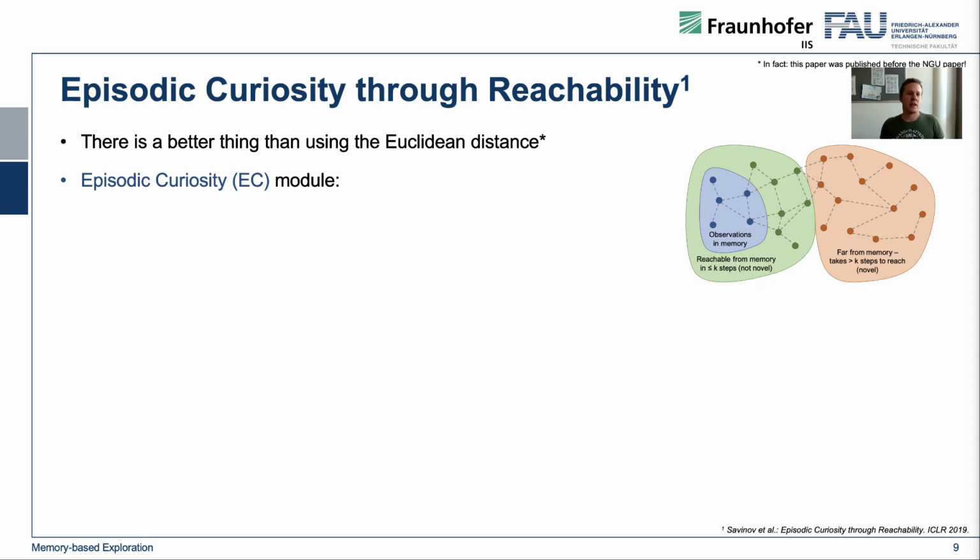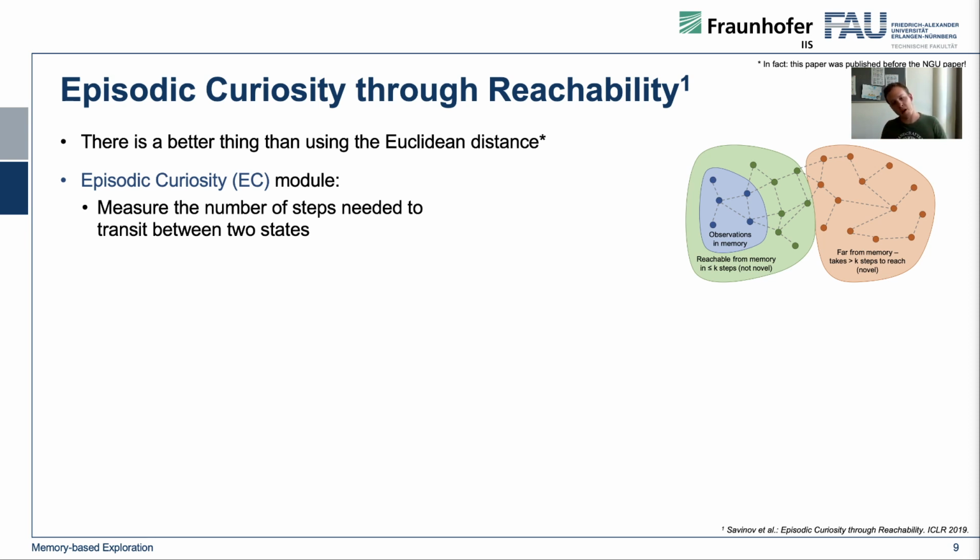This is the idea that's counteracted in the episodic curiosity module introduced by Savinov et al. The general idea is to measure, as a distance metric between two states, the number of steps that the agent needs to take in order to transit from one state to another. So the number of actions that you need to execute in order to reach a state from another state. This defines the distance metric on the state space.